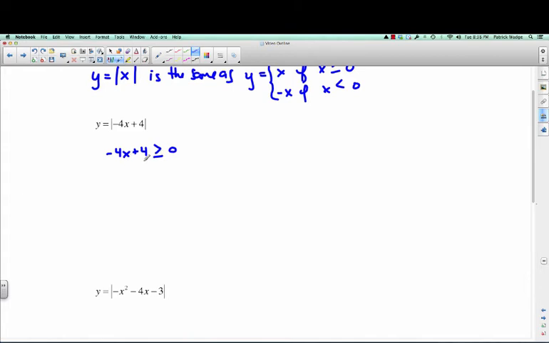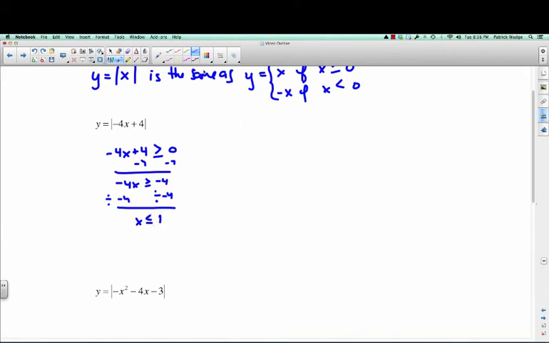So this is what we have to solve. We have to find when is that amount inside the absolute value signs greater than or equal to 0. Okay, well let's solve that. I'll subtract 4 from both sides, so I get negative 4x is greater than or equal to negative 4, and then I'm going to divide by negative 4 and divide by negative 4. Careful! When you have inequalities and you divide by a negative, what happens? It flips over. So negative 4 divided by negative 4 is 1. X is less than or equal to 1.